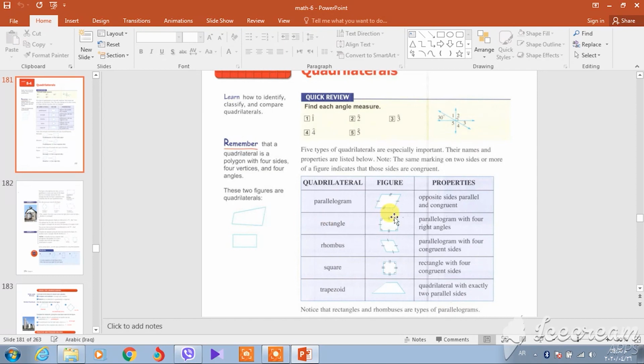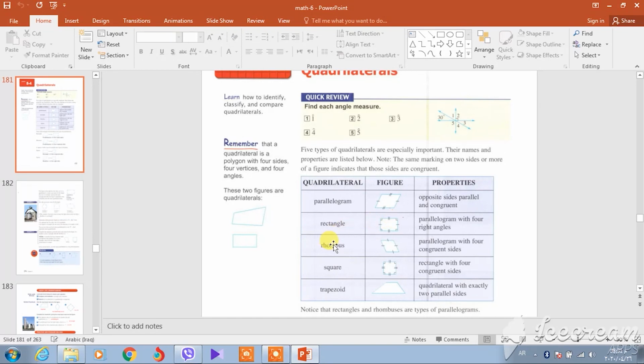For a rectangle, we have a parallelogram with four right angles. We have four right angles and we have both pairs of sides parallel. This side with this side are parallel, and this side with this side are parallel.